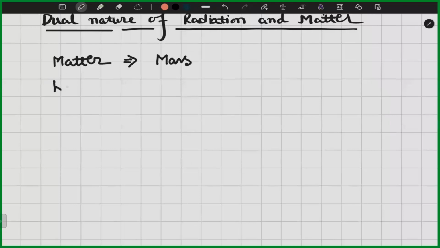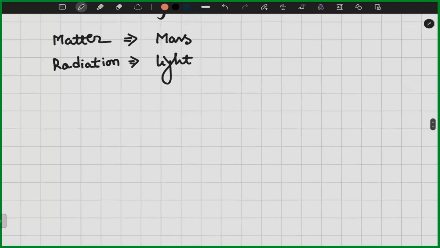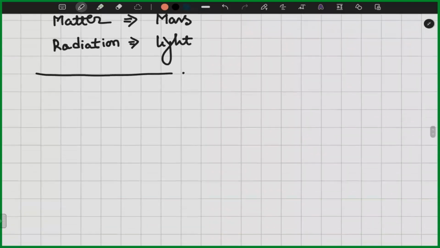And radiation. Radiation means we can think like light. Light is a form of radiation. So matter and radiation, these are two fundamental things we can feel around us. Matter and radiation. Okay. Now let us start our course.